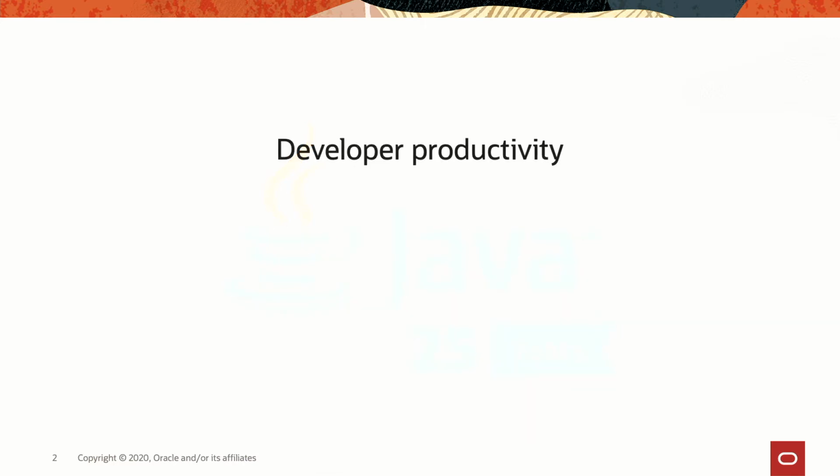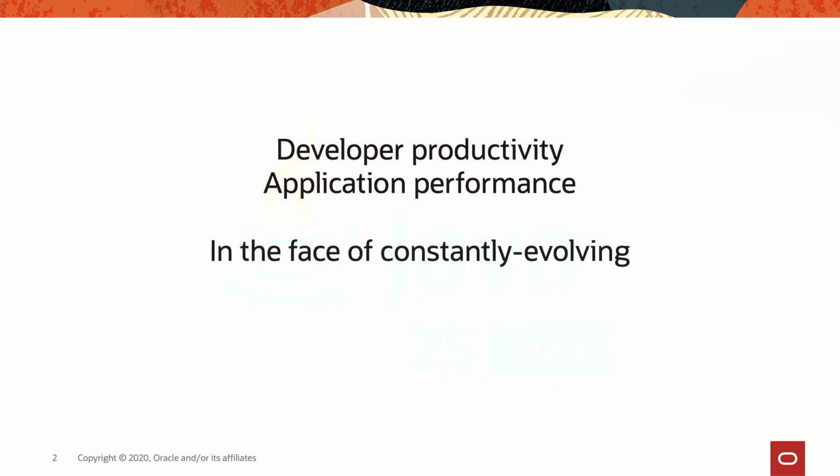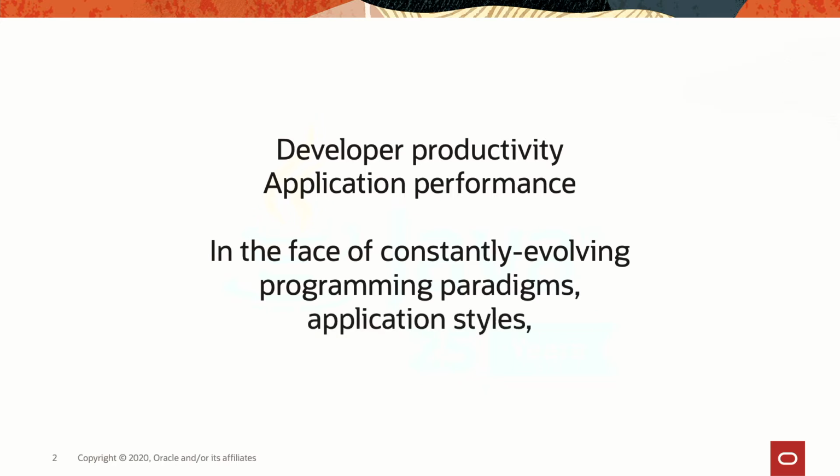So for 25 years, Java has been developed based on two core principles: developer productivity and application performance. That evolution has been done in the face of constantly evolving factors, such as programming paradigms. For example, since Java 8, we can see that Java is getting more and more functional programming capabilities. Application styles: years ago, we were developing and deploying multi-tier client-server applications. These days, it's mostly about microservices.